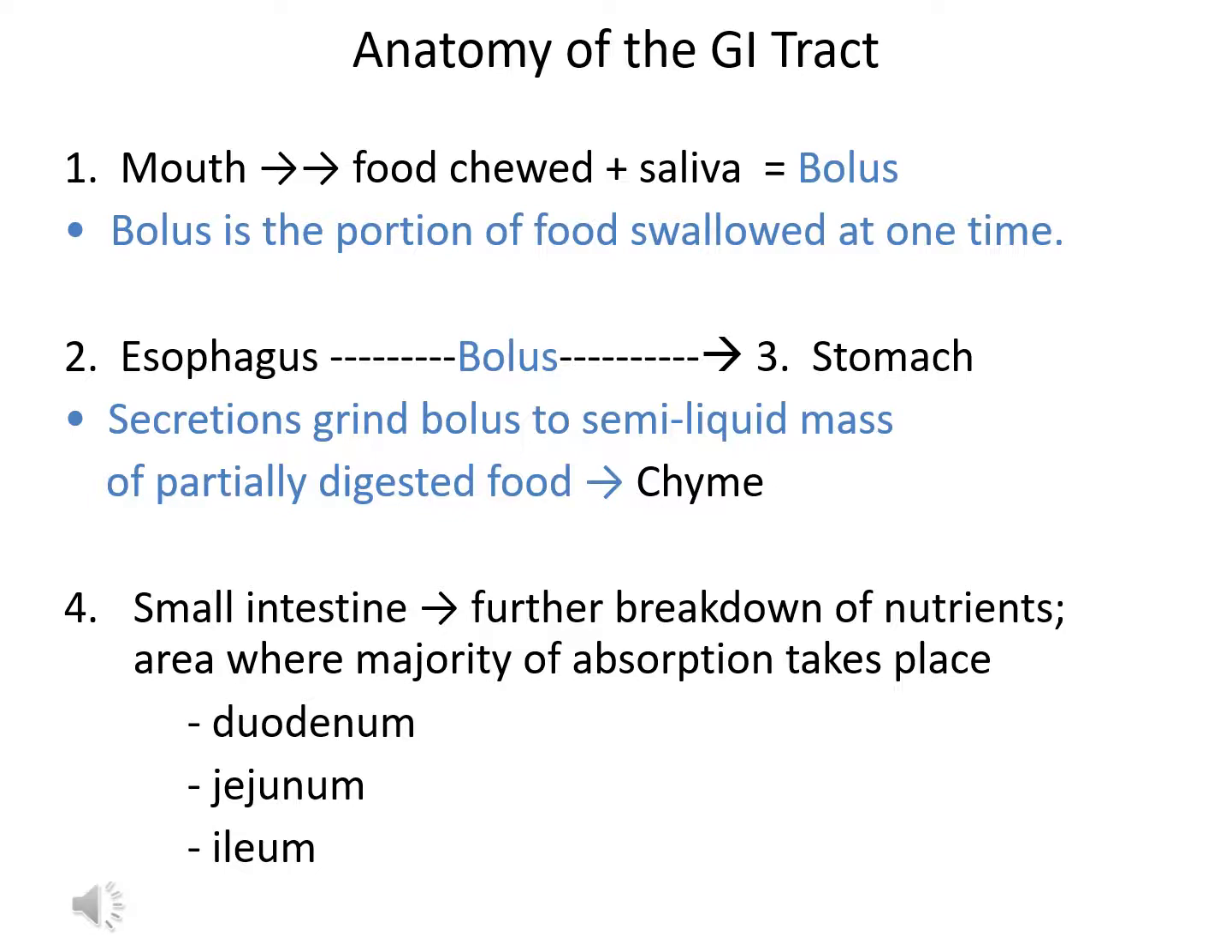And the small intestine is divided into three areas. There is the upper third, which is the duodenum, the middle third, which is the jejunum, and the lower third, which is the ileum. Now, the small intestine, as we go further, you will see is the major area of absorption for the majority of the nutrients.